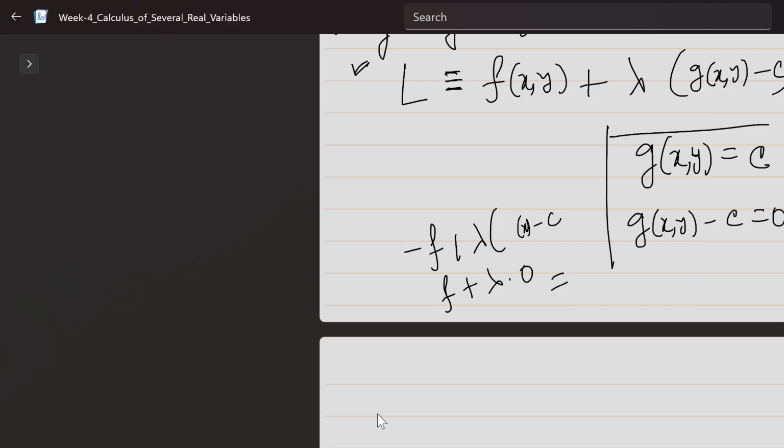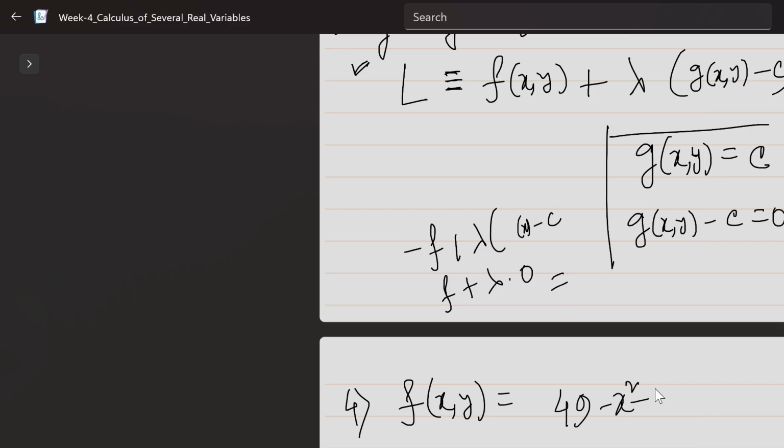So what is the question, question number 5 or 4? Question number 4: f(x, y) is 49 x square minus y square, and you have to find the maximum or minimum on the line g, that is I am calling x plus 3y equal to 10. Okay.